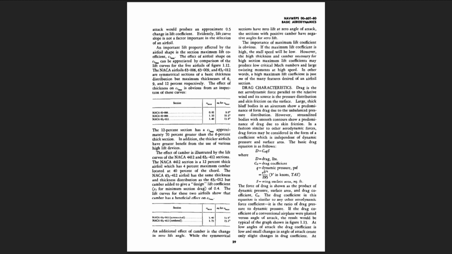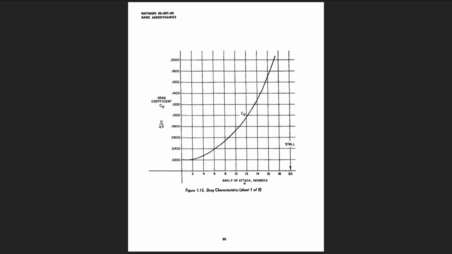The force of drag is shown as the product of dynamic pressure, surface area, and drag coefficient, capital CD. The drag coefficient in this equation is similar to any other aerodynamic force coefficient. It is the ratio of drag pressure to dynamic pressure. If the drag coefficient of a conventional airplane were plotted versus angle of attack, the result would be typical of the graph shown in Figure 1.13.